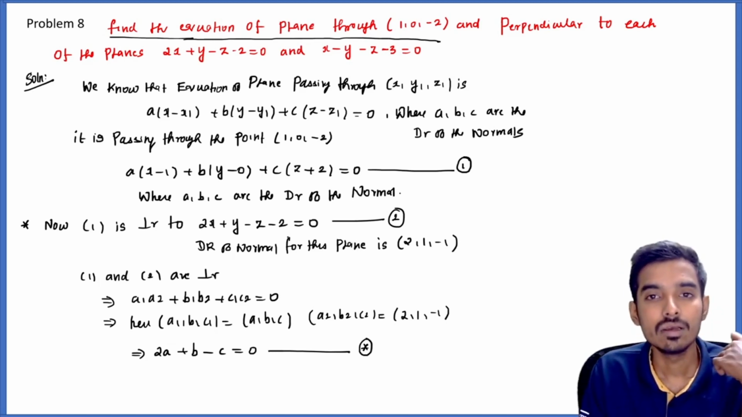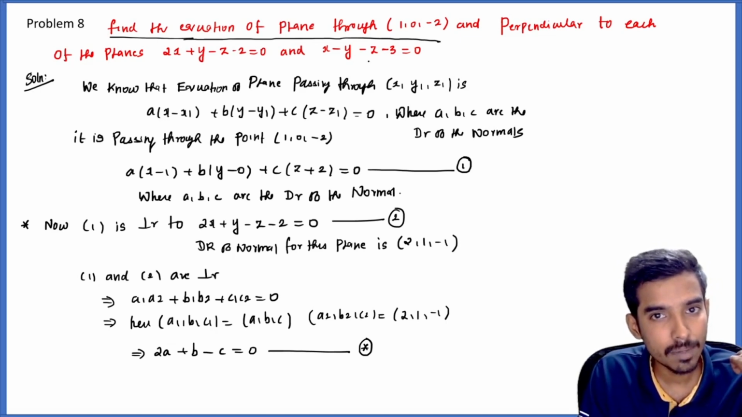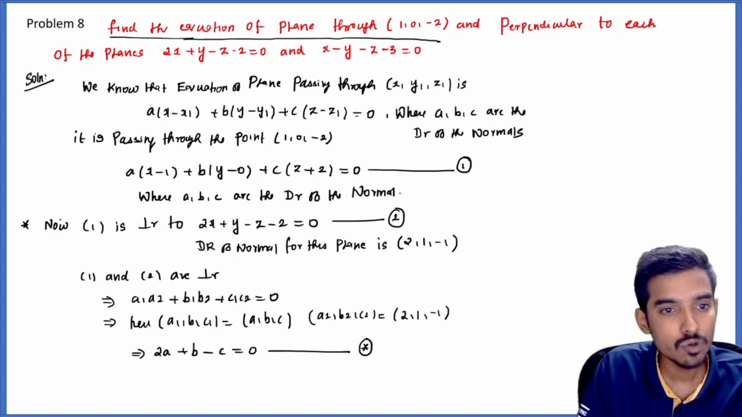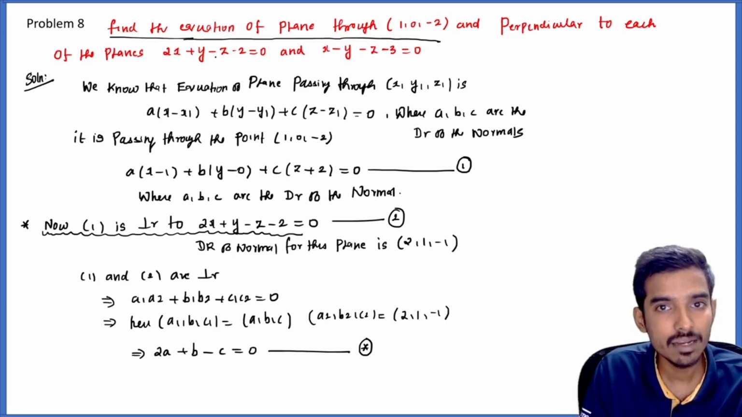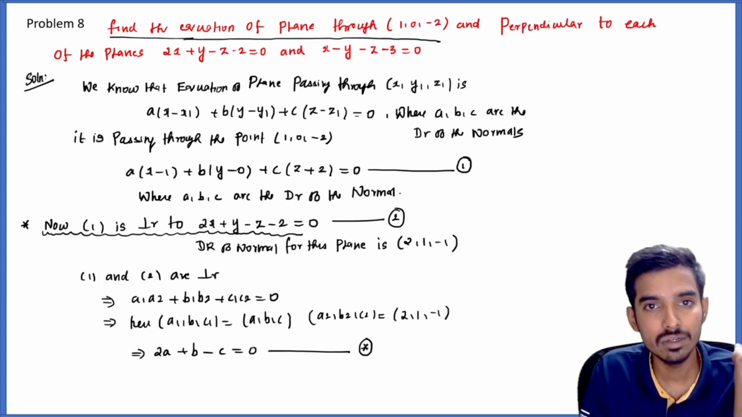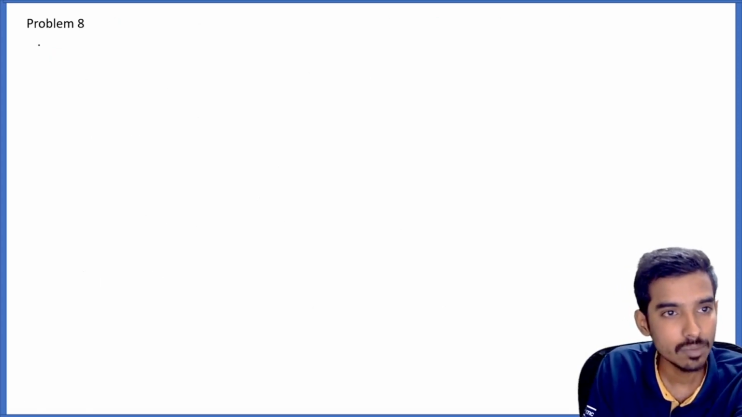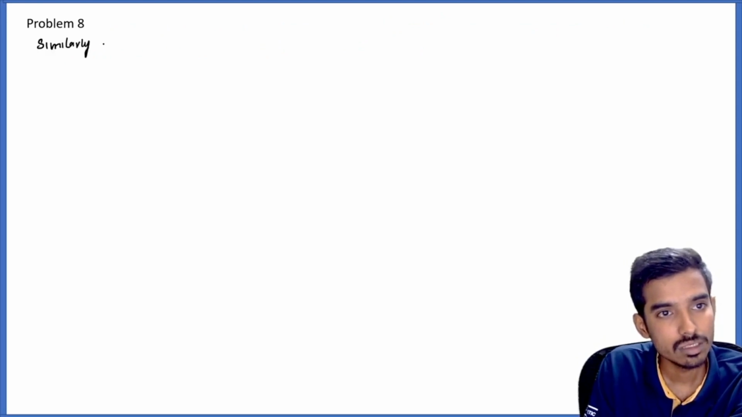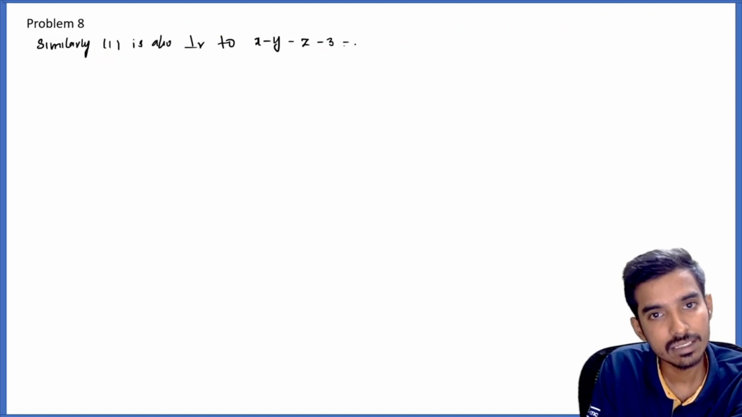Now, similarly, find an equation of plane passing through the point (1, 0, -2). So this is the required equation. This required equation is perpendicular to this plane as well as perpendicular to this plane also, right? So first we have used the first plane; from this we have got 2a + b - c = 0. Similarly, 1 is also perpendicular to x - y - z - 3 = 0.